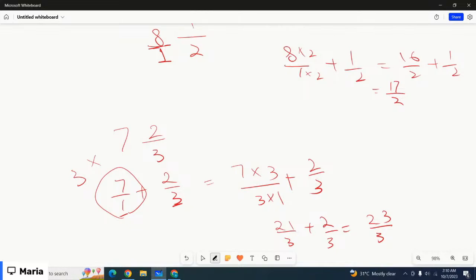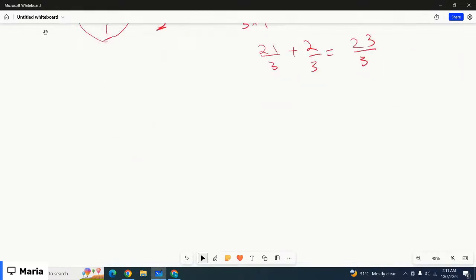Okay, the next one is 9 whole 1 over 5. You need to write it as an improper fraction. So you need to do 9 times 5. You can use any method, right? I explained two of the methods. You can use 9 times 5 plus 1 over 5. 9 times 5 is 45, and 1 makes 46 over 5. So that would be 46 over 5, right?